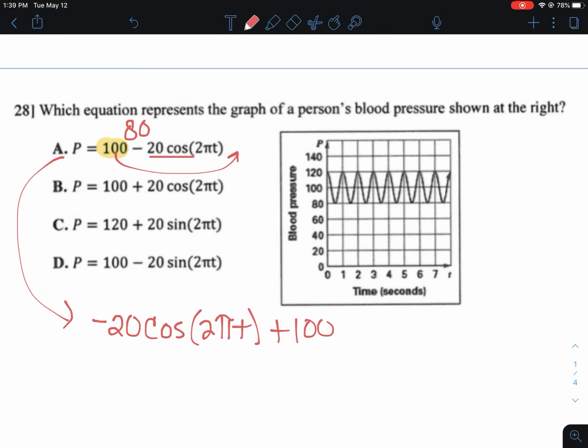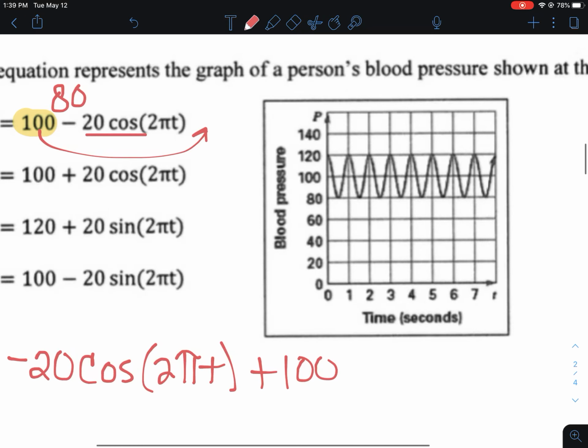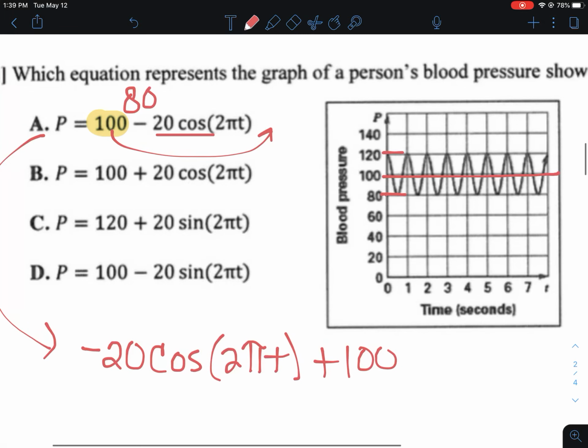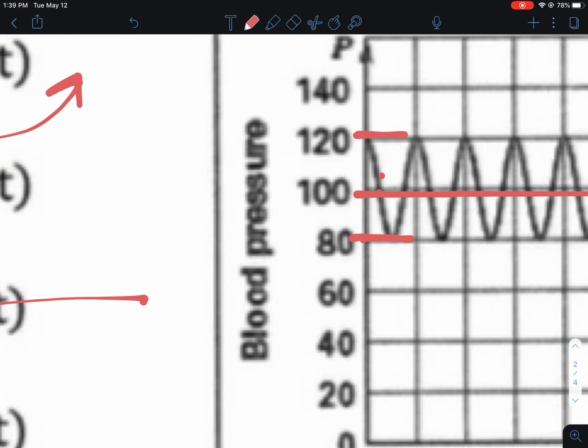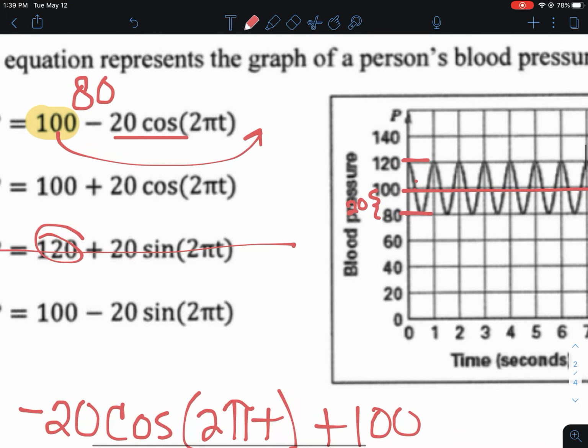Same exact thing. So if you're trying to match the graph, okay, this is a person's blood pressure. Well, look for the midline. The top is at 120, the bottom is at 80, so the middle is at 100. So that rules out C. The middle is not 120, right? Next, look at your amplitude. So it goes from 100 to 120, or from 80 to 100.